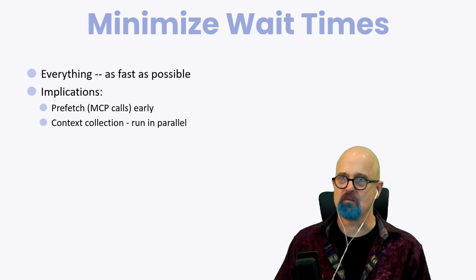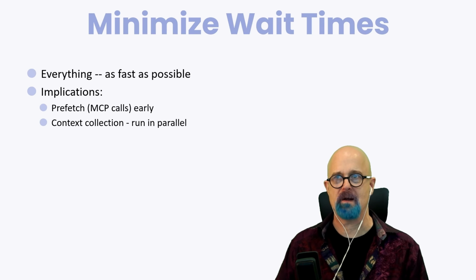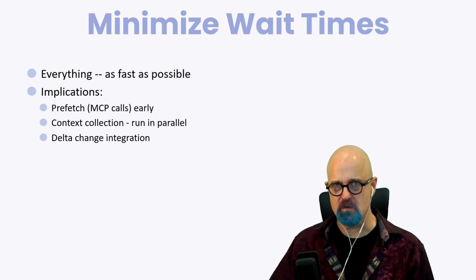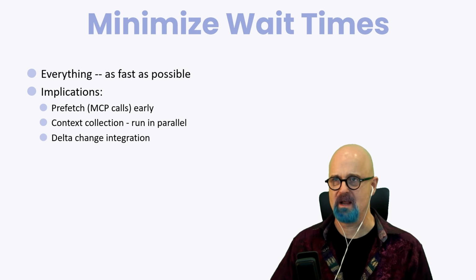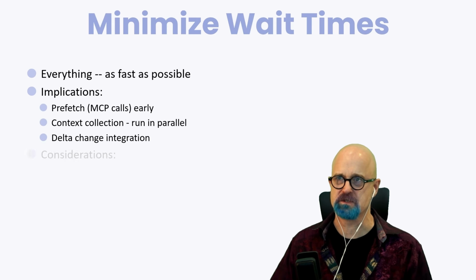Context collection, you want to run this in parallel. So all those context providers, they are doing all of their work in parallel. Delta change integration, it's really the only way to go if you need speed. It both reduces the output token count, so you get your responses from AI faster, and it's very, very quick to integrate into the solution.